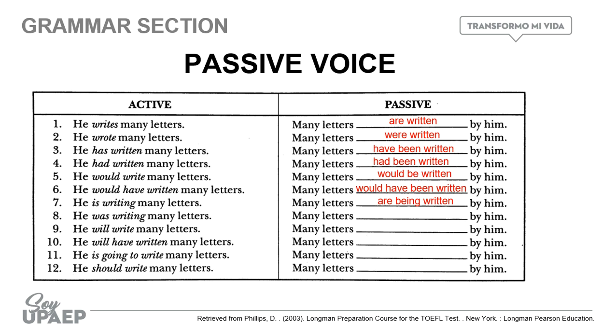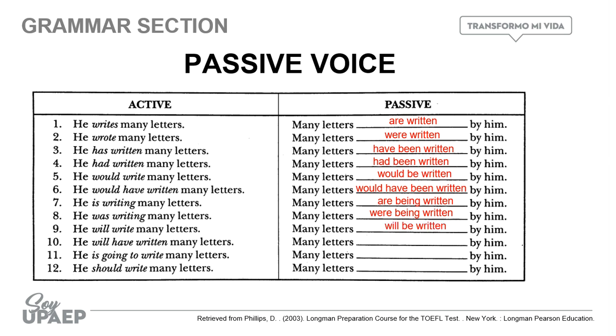Many letters are being written by him is the present continuous form, right? Present continuous passive form of he's writing many letters. Okay, if you notice, the verb to be is in present continuous, and then you put the past participle of the main verb. The next sentence, he was writing many letters. Many letters were being written by him. You need the verb to be in past continuous, and then the past participle of the verb.